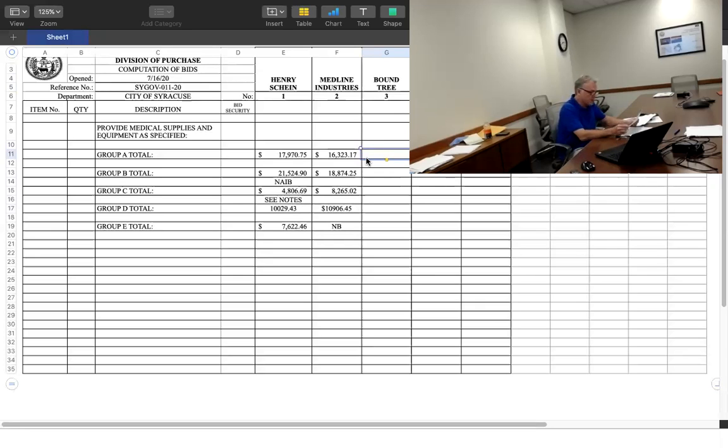Total price for Group A, $18,549.52. Group B, $34,755.